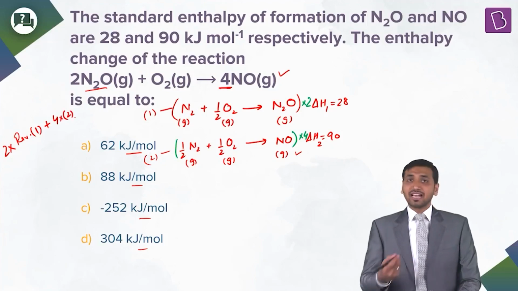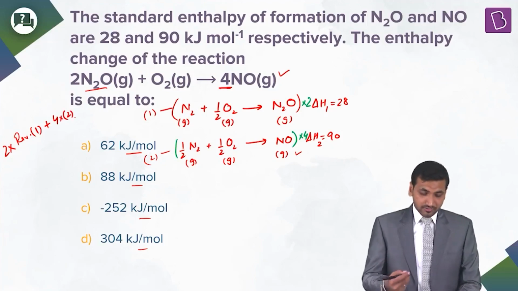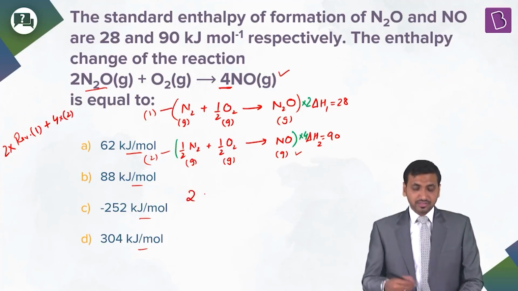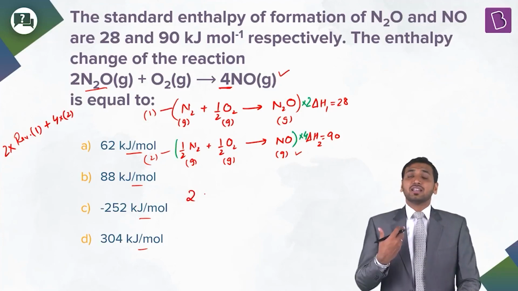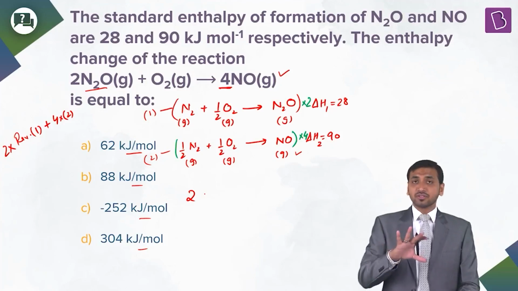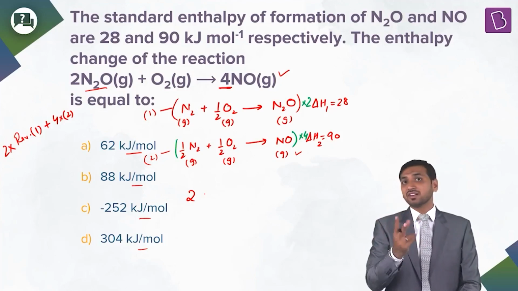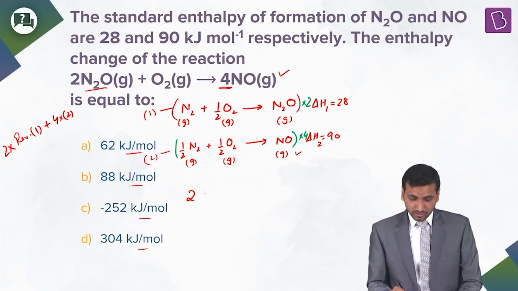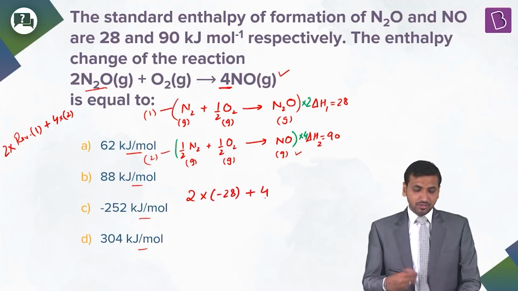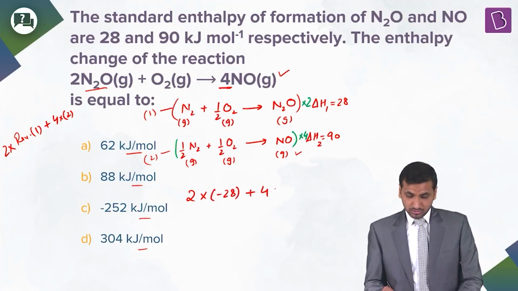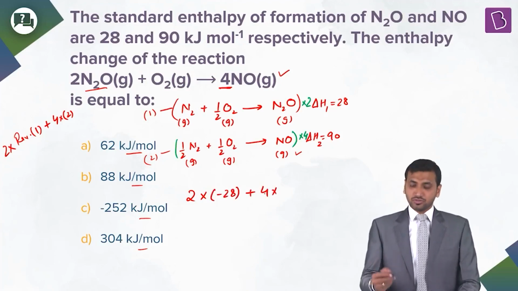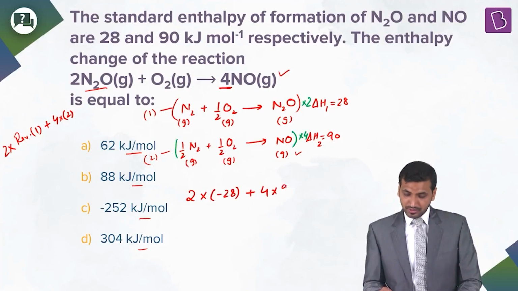So enthalpies have to be taken care of. If you reverse reaction 1, according to the Laplace-Lavoisier law, if you reverse a reaction, the magnitude will remain the same, but the sign will reverse, right? So 2 into reverse of 1 will be minus 28, plus 4 into the enthalpy of reaction 2, so it will be 4 into 90.